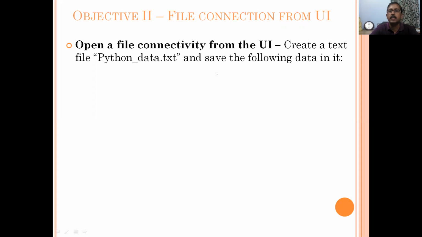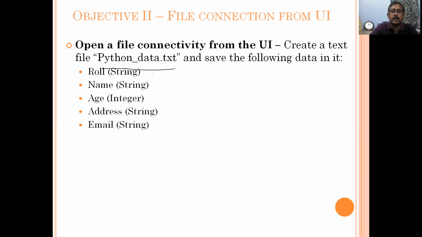So the simple thing that we are going to do here, we are going to create a simple text file, a flat file, python data.txt, and whatever data we are going to capture from the screen. I mean, the same thing we did while saving to the database also. We captured 5 fields exactly: roll number, name, age, address, and email. So the same 5 data, instead of saving it to a database, we are going to now save it to a flat file named python data.txt, right? So let's look at that.